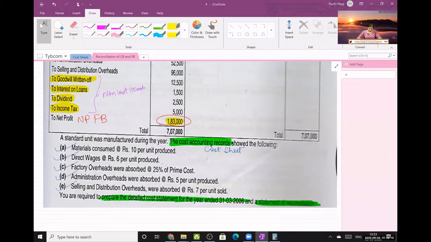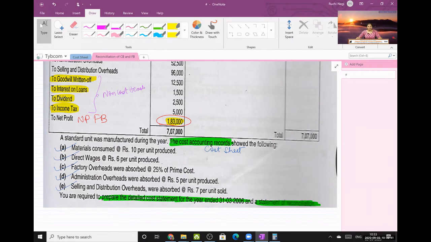ठीक है, क्या बोला है? The costing records, that is cost sheet, showed the following. First, raw material 10 rupees per unit, direct wages 6 rupees per unit, factory overheads 25% of prime cost, admin overheads 5 rupees, selling and distribution 7 rupees.